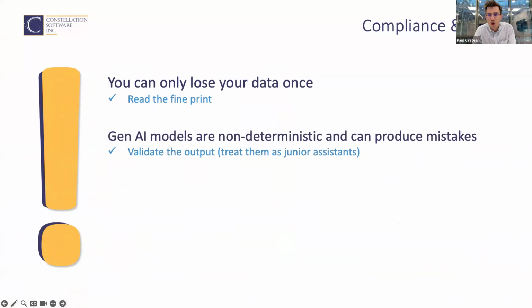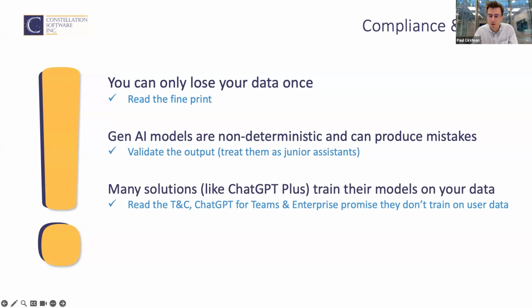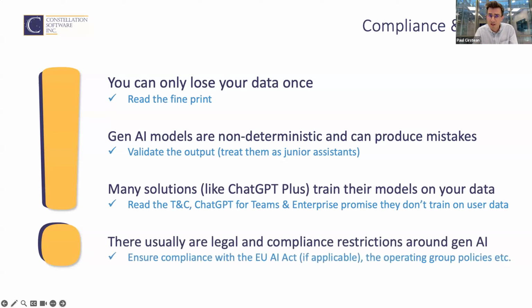Secondly, these models are non-deterministic by nature and they can produce mistakes, as Scott also showed earlier. So really think of these systems as a junior assistant rather than something that you take for granted, and always validate the output. Third, many solutions, including paid subscriptions like ChatGPT Plus, will use your data, your prompts, and the results to improve their models and to retrain their solutions. Make sure that you read the terms and conditions and that you are comfortable with what the company is doing with your data. Last but not least, please make sure that you read and comply with the legal requirements, things like the EU AI Act in Europe, or with your operating group policies surrounding generative AI.